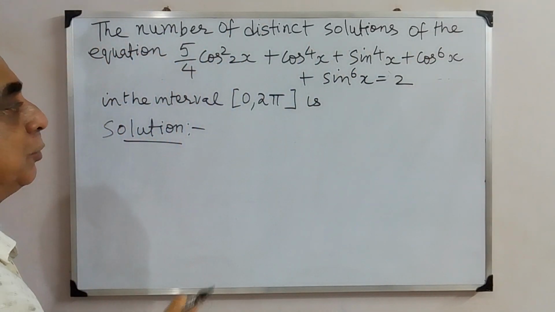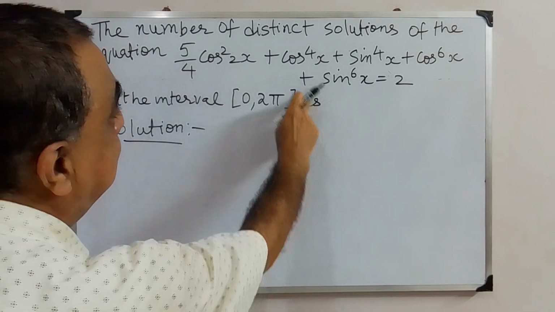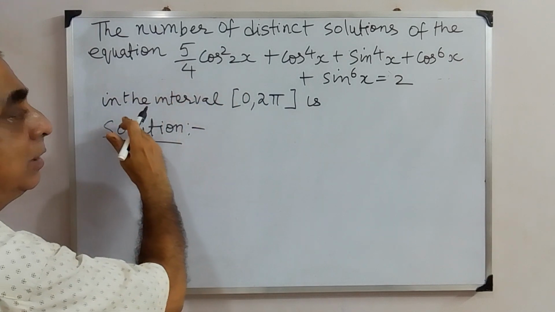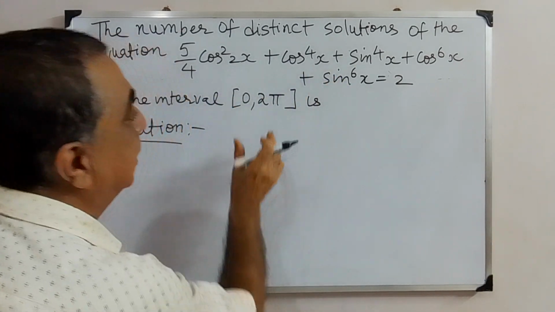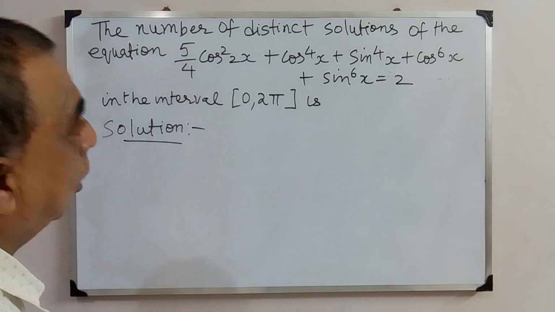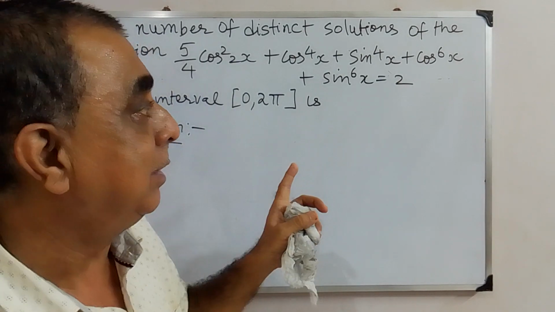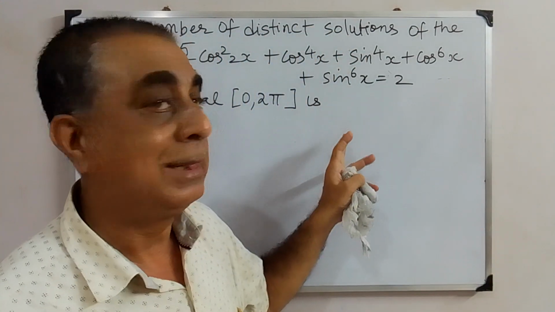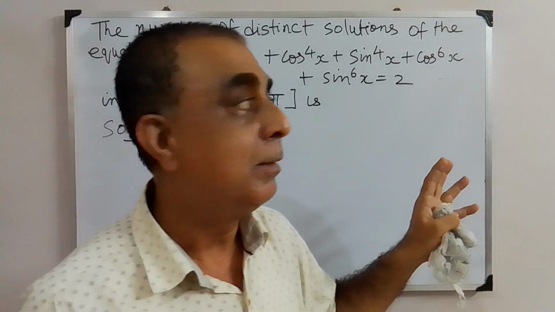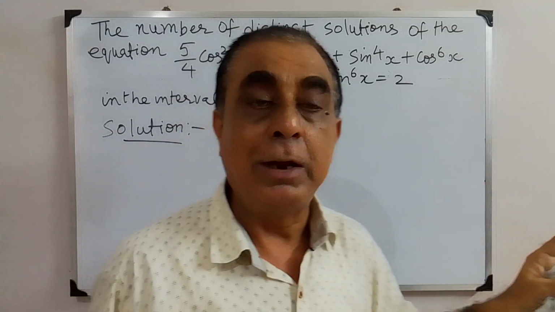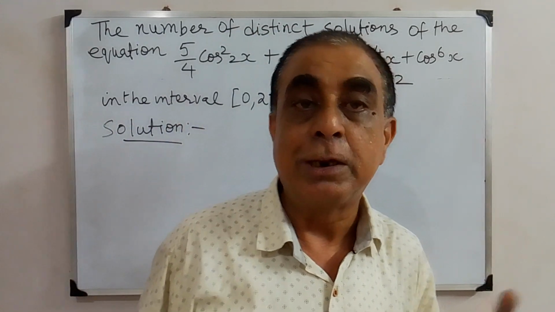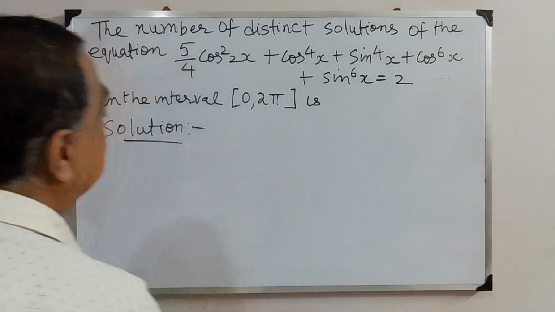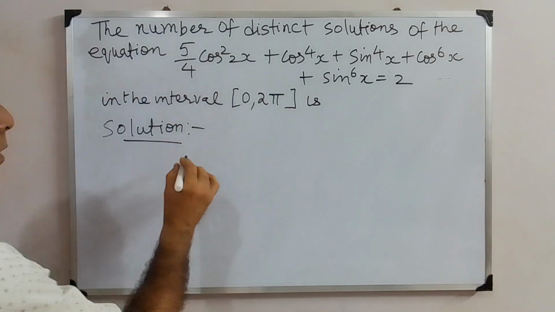Okay, given the trigonometric equation, x should be in the range from 0 to 2π, not smaller than 0 and not more than 2π, including both 0 and 2π. It is being told that the answer of this question is any number between 0 and 9, both including 0 and 9. So we have to find how many solutions there are in this range. So how will we start?